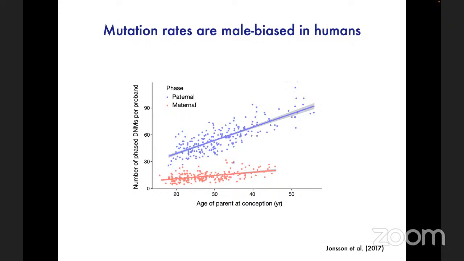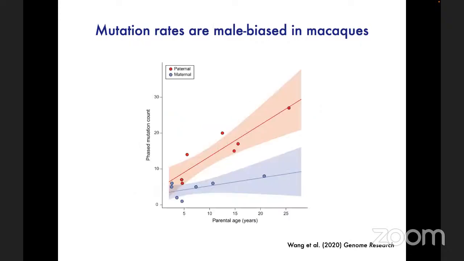And these are the number of phase mutations inherited from mom. So it's really different, right? The slopes of the lines are different, and the human line, the male line, is above the female line. Okay, so that's data from other groups in Icelandic humans.